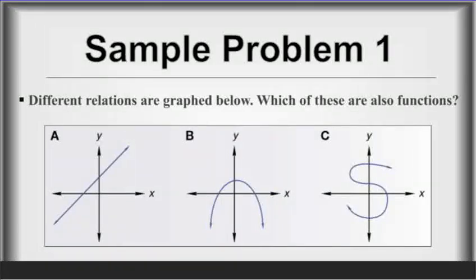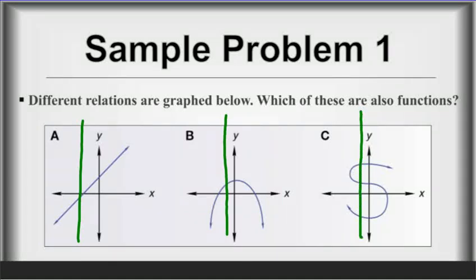Different relations are graphed below. Which of these are also functions? So we can use the vertical line test. So I'm just going to draw a vertical line in each one of these graphs. And it doesn't matter where, as long as it's a vertical line. And then I'm going to put a point where it crosses the blue line. It only crosses the blue line there, crosses the blue line once there, crosses the blue line here, here, and here. So which one of these are also functions?